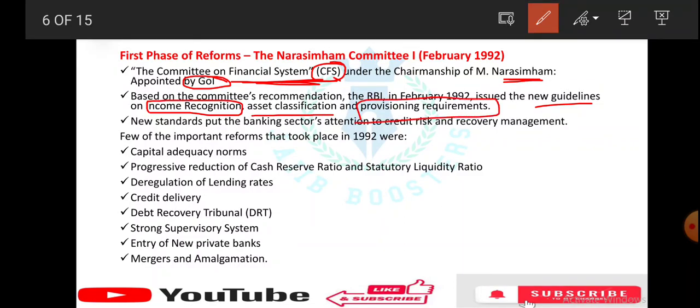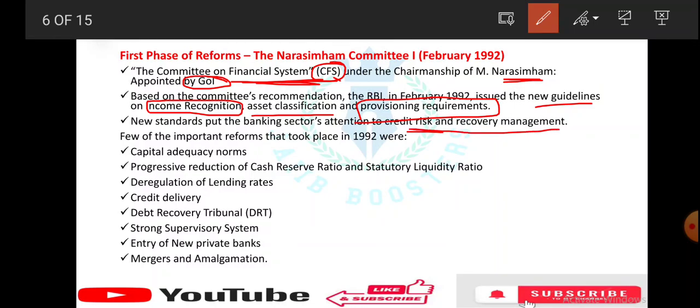RBI issued guidelines on income recognition, asset classification, and provisioning requirements based on the Narasimhan Committee, and the new standards put the banking sector's attention on credit risk recovery and management.